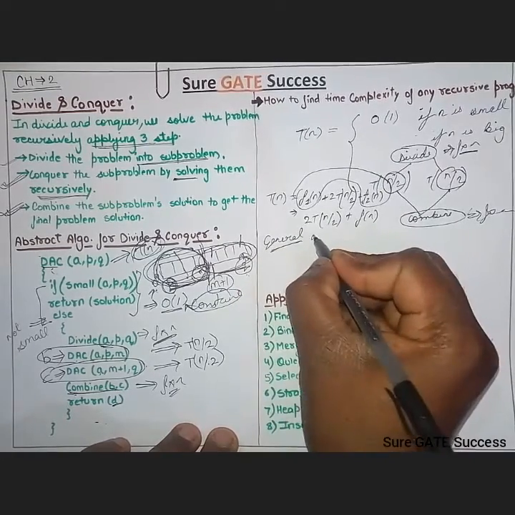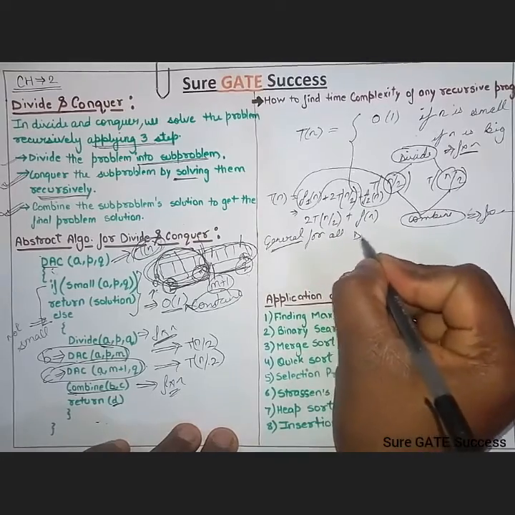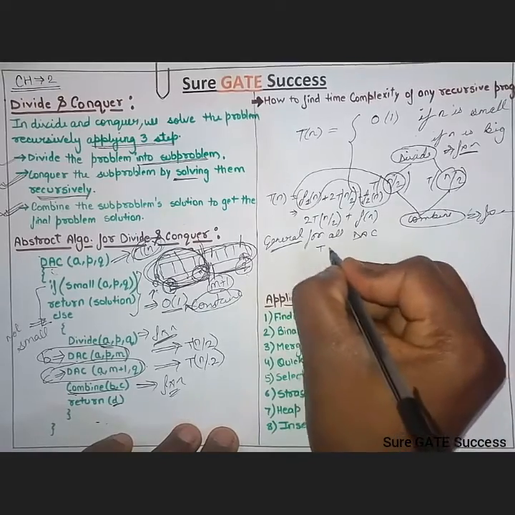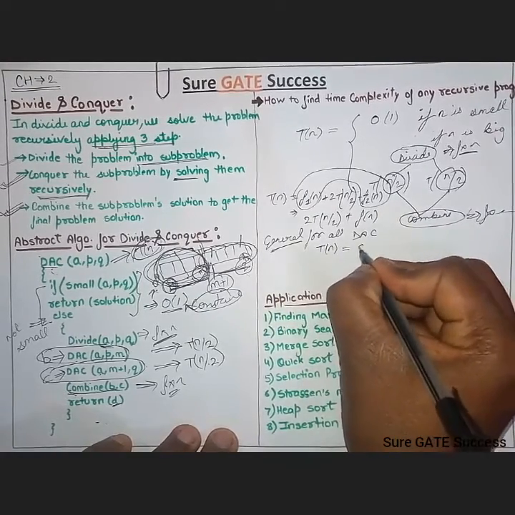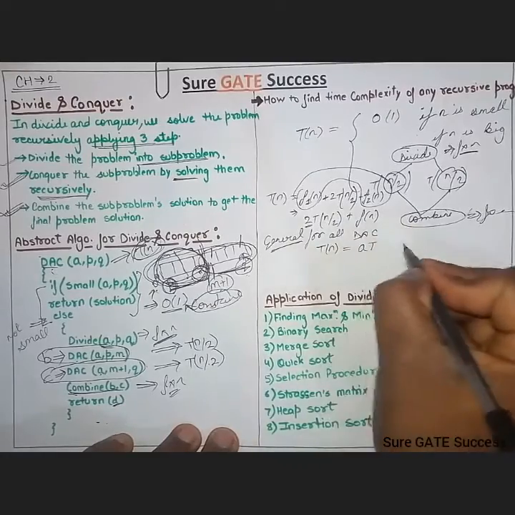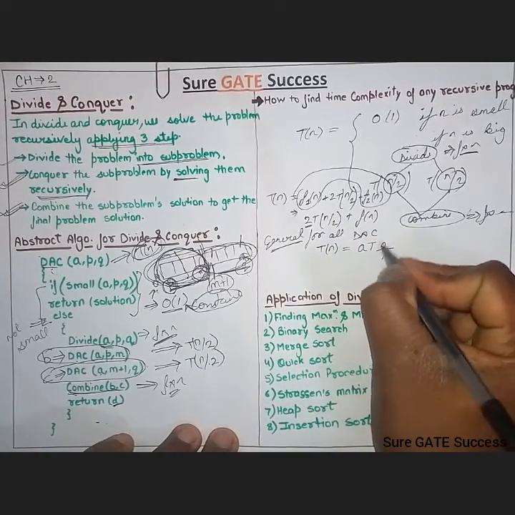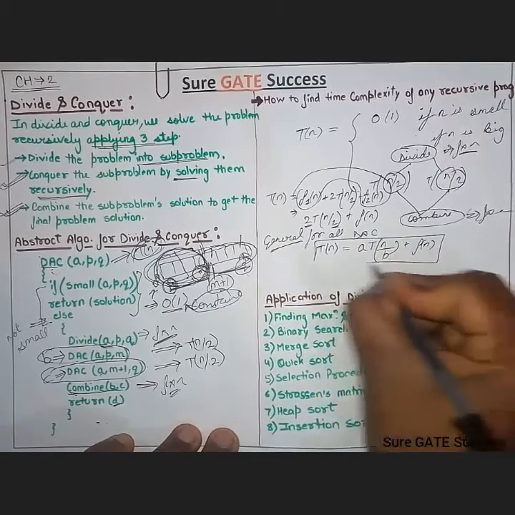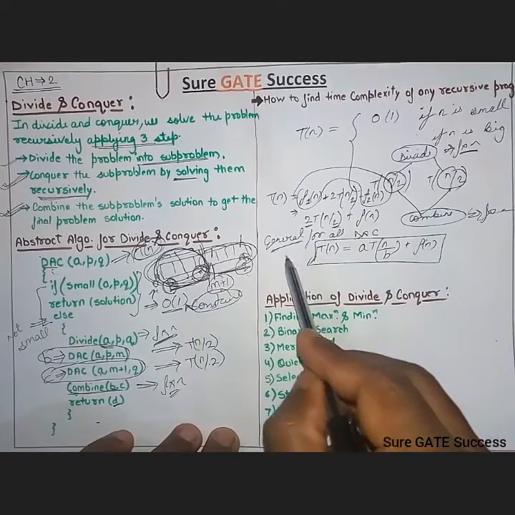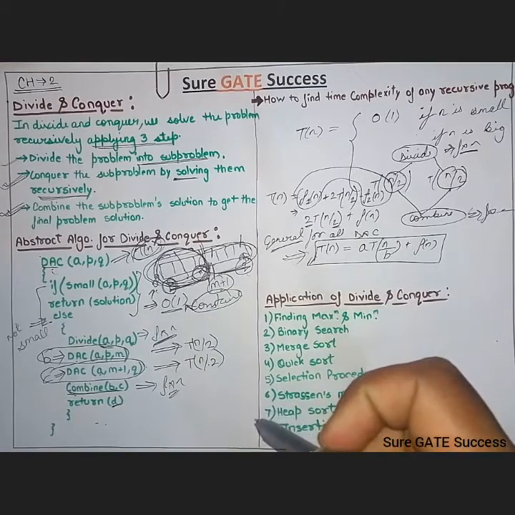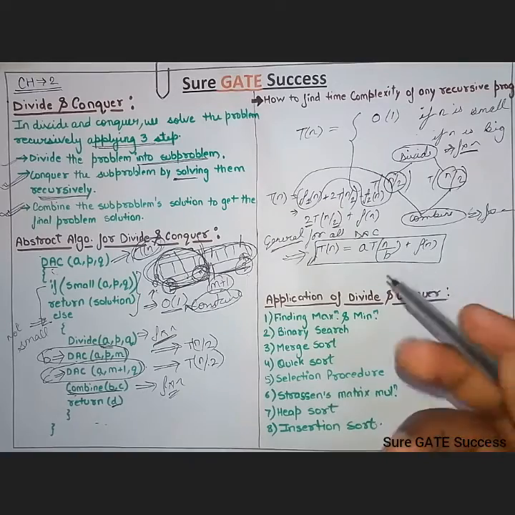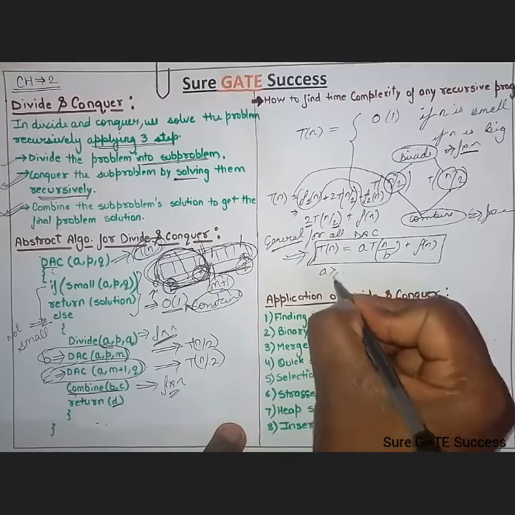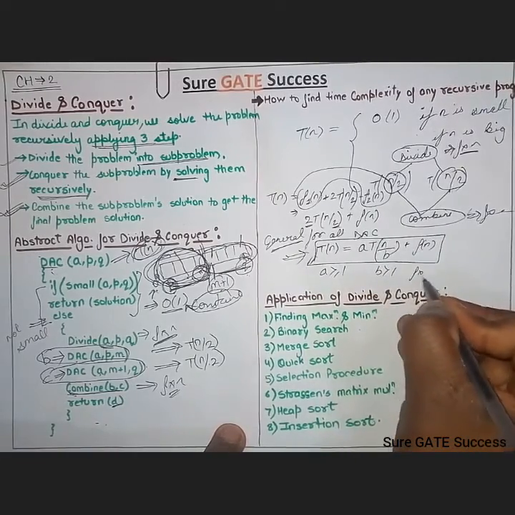If we want to write in a general way for all divide and conquer, we can write it as T(n) = aT(n/b) plus any function. Now you can see this one is exactly the same as the master theorem, and it can be solved the same way, where a has to be greater than or equal to 1, b has to be greater than 1, and the function has to be positive.